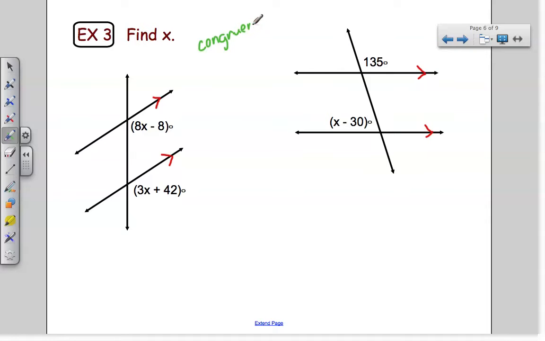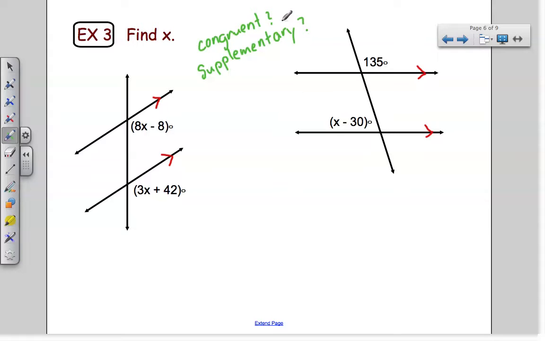Because they might be congruent. They might be alternate interiors, alternate exteriors, or corresponding angles. Or are those 2 angles supplementary, meaning that they add to 180? Maybe they're consecutive interiors, or maybe they're just some other random 2 angles that don't have a special name but are supplementary. So those are the only options.